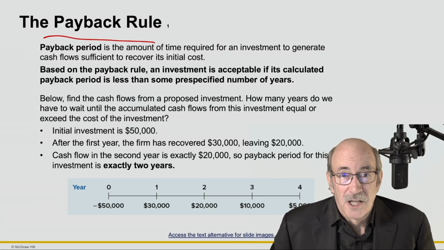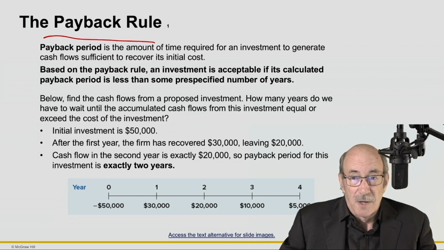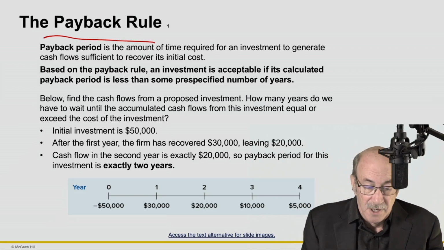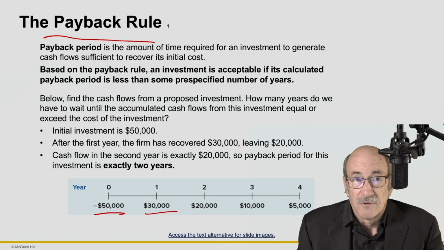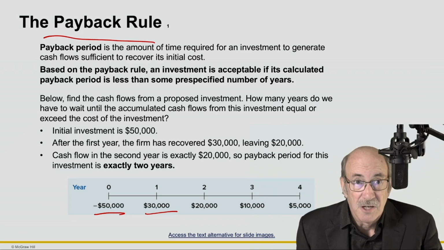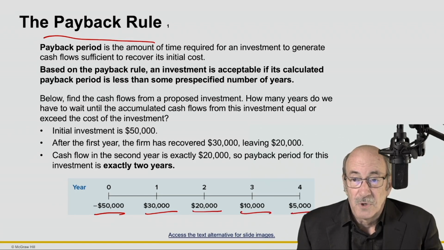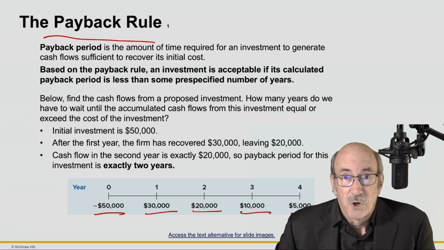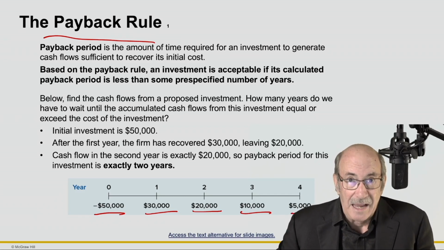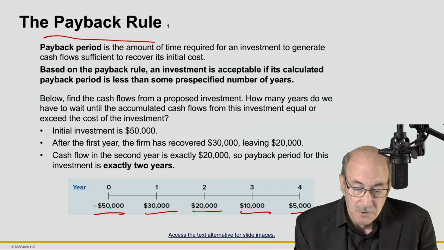So nonetheless, let's look at an example. So here we have a $50,000 expenditure. In the first year, we get $30,000 in cash inflow from the project. Second year, we get $20,000. The third year, we get $10,000. The fourth year, we get $5,000. And so this particular project would pay back in 2 years.